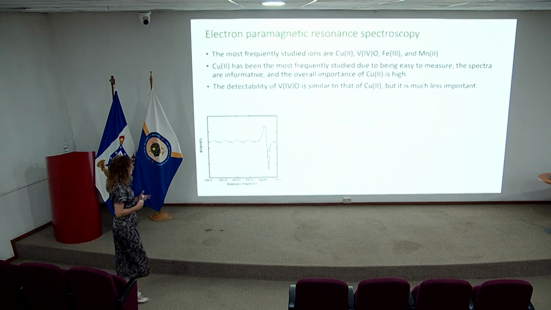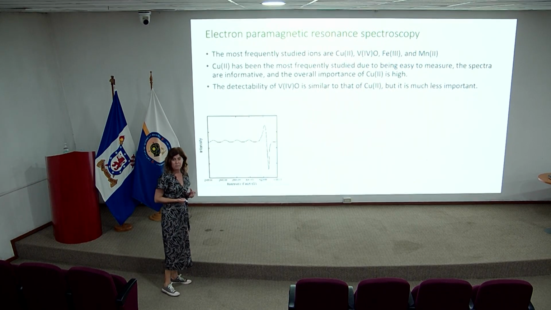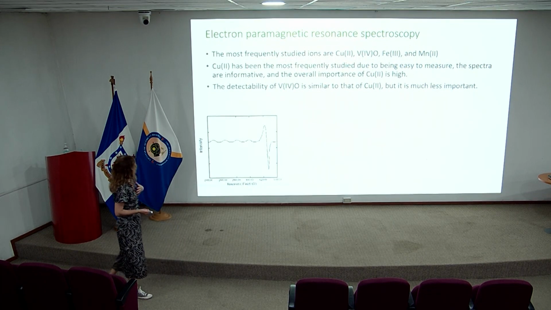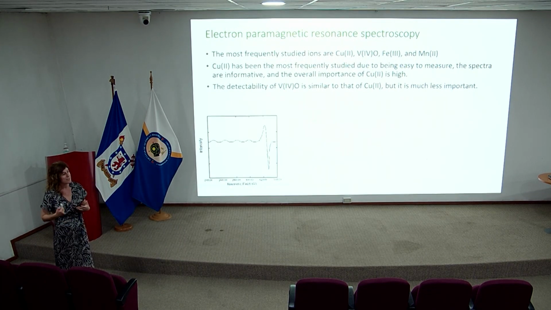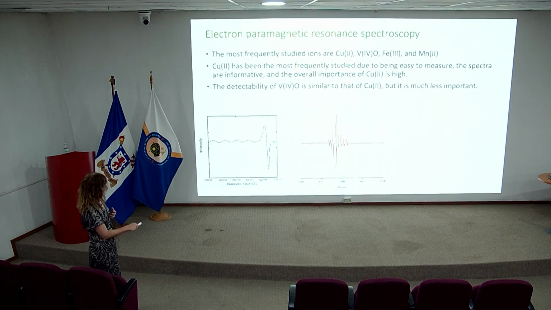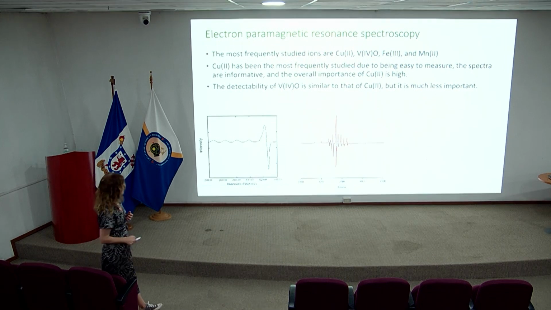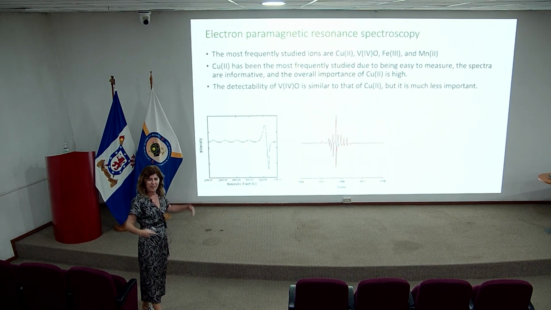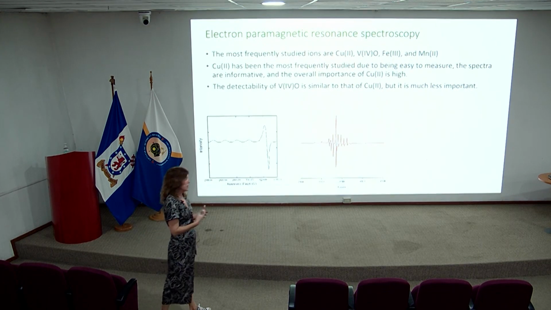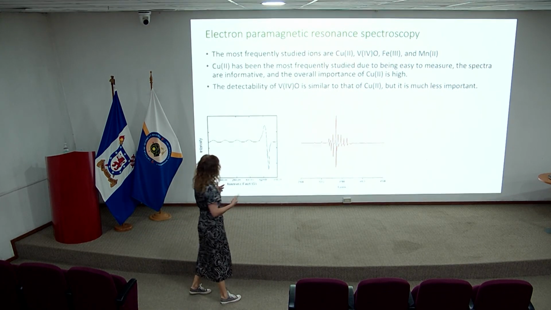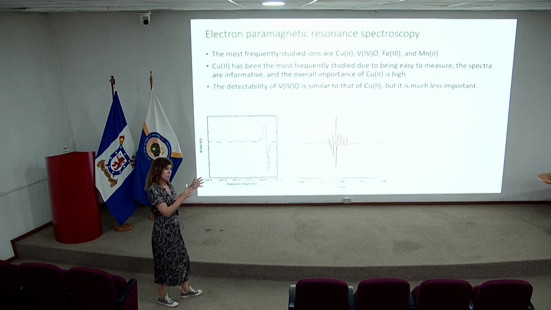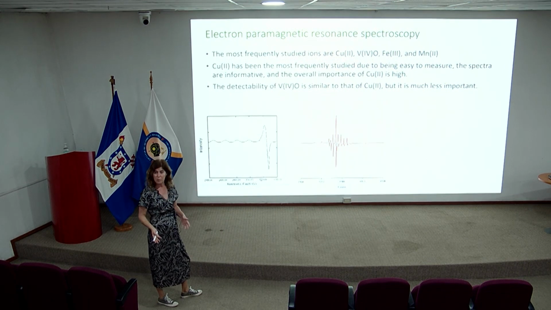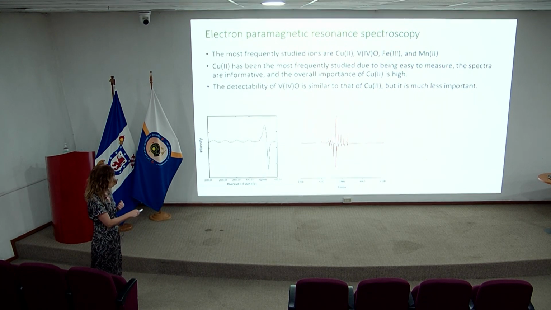Vanadium is also very easy to measure, but although I love it, it's a much less important metal. So this is the spectrum of vanadium, and you can see there are many lines. They are very informative spectra. So typically what we do is we measure the spectra, we simulate, and we obtain the parameters. And the parameters are the G values and the splitting parameters, the A.